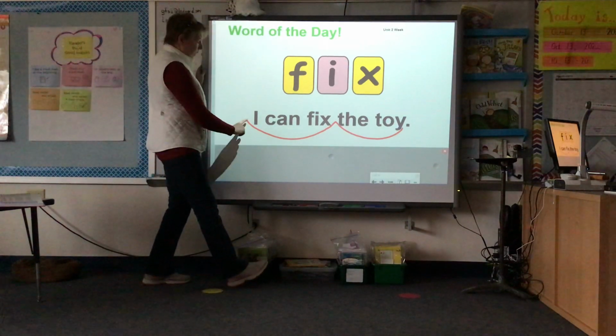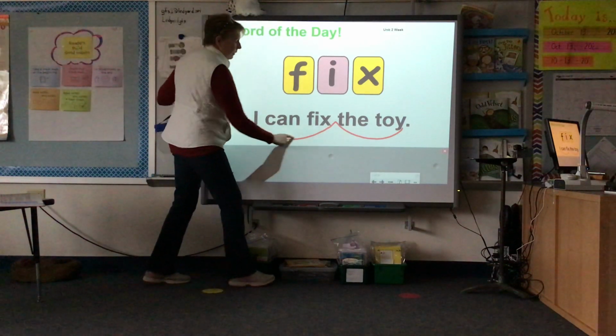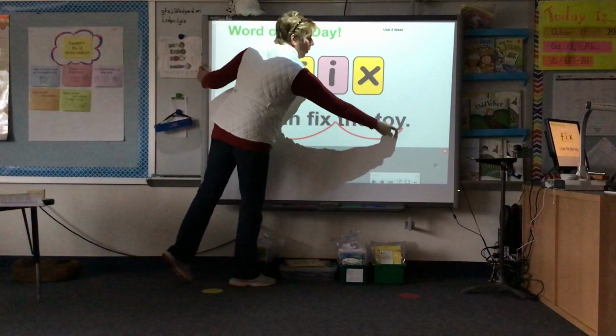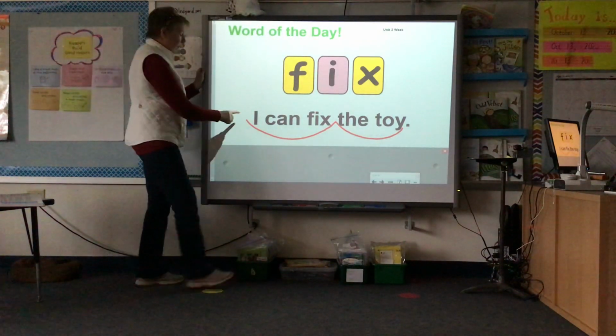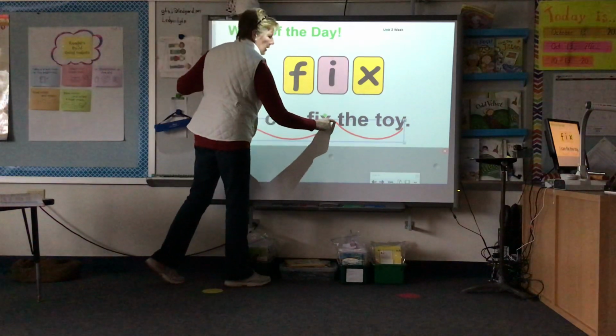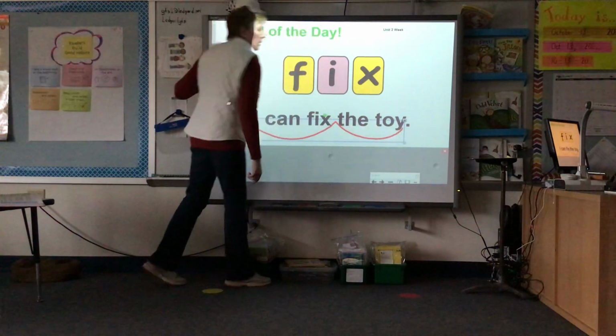Let's read it again, and watch my fingers. I can fix the toy. So see, we read it nice and smooth. Let's do that one more time. I can fix the toy.